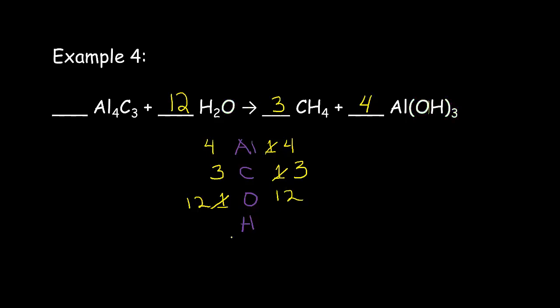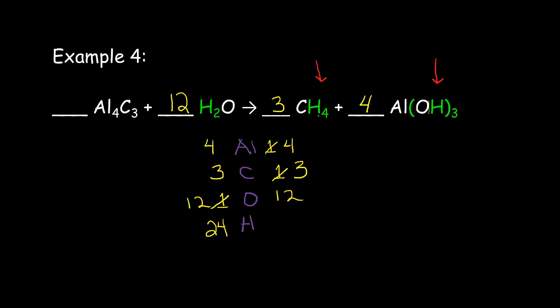Lastly, we're going to balance our hydrogens. On our reactant side, the only place that we can get our hydrogens from is our water, H2O. So we're going to multiply our coefficient times our subscript. 12 times 2 is 24, so we have 24 hydrogens on our reactant side. Now on our product side, we can get hydrogens from CH4, and we can get hydrogens from aluminum hydroxide.